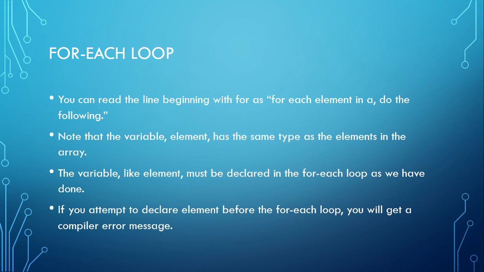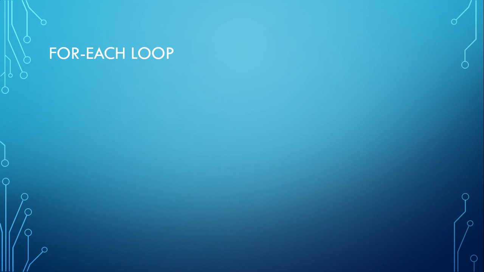The variable, like element, must also be declared in the for each loop as we have done. And if you attempt to declare element before the for each loop, you're going to get a compiler error message. So it has to be a localized variable to that loop when you're using for each.